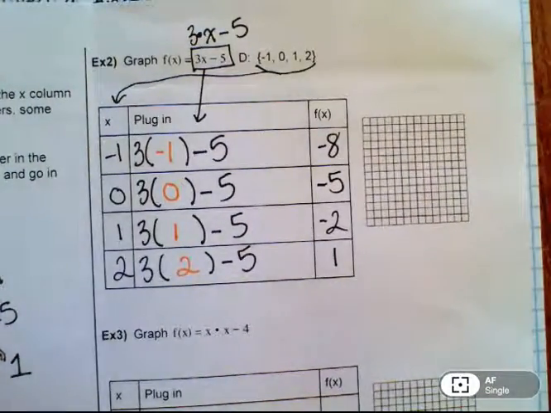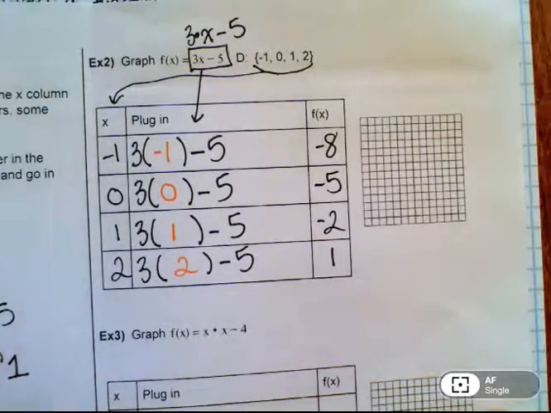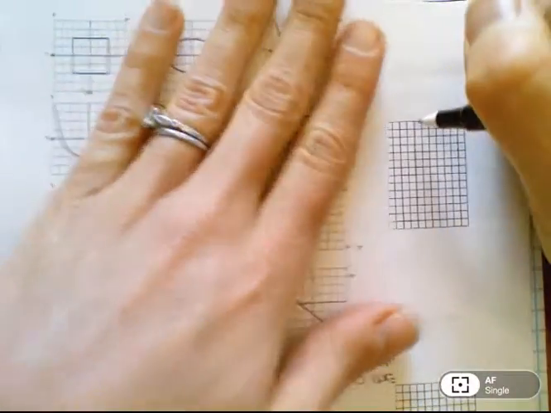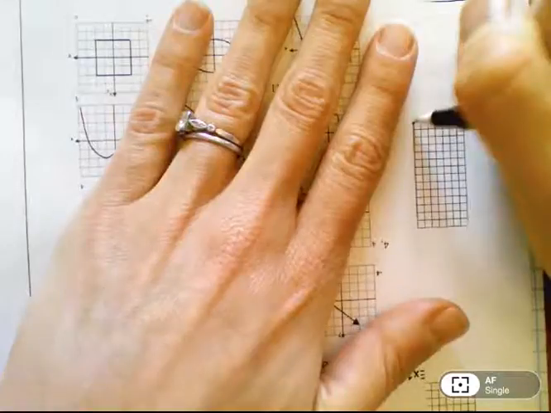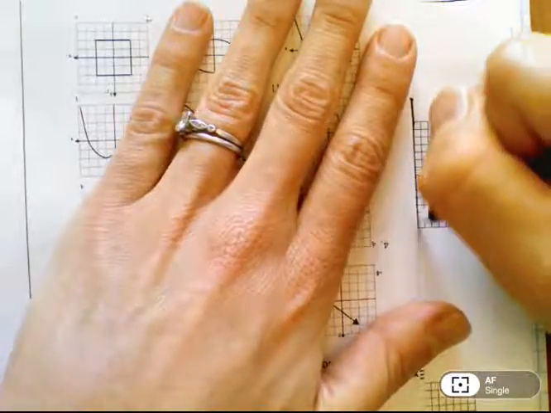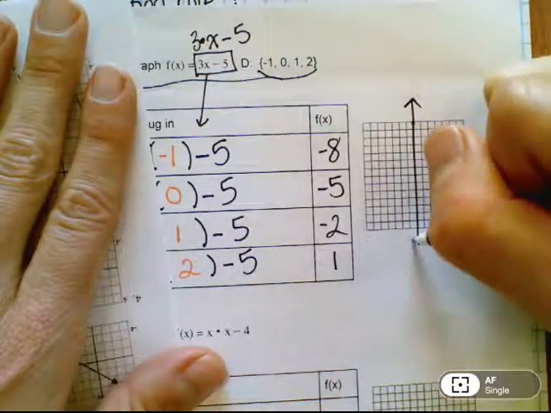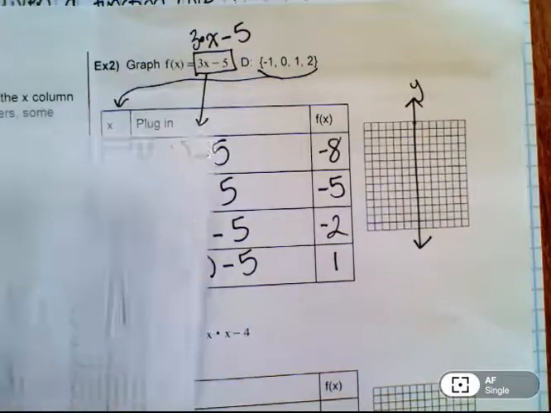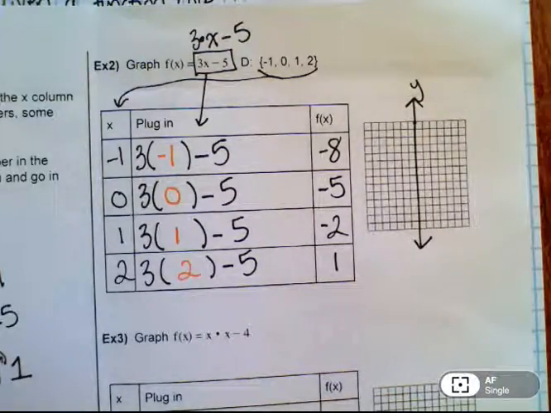I don't have a straight edge with me. I'm going to have to use a piece of paper. So I'm going to do a y-axis, sort of in the middle here. You can do the same thing. I'll give you a second.